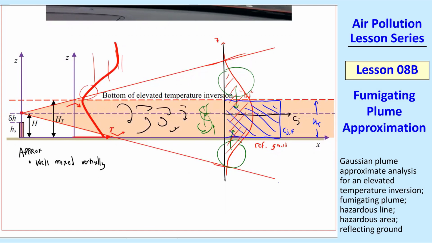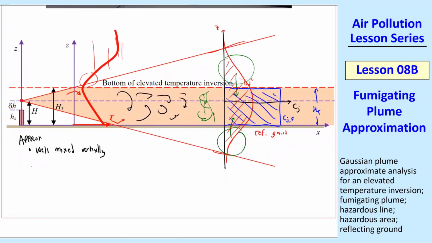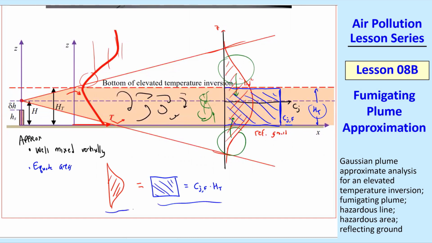So this makes it actually quite simple. And so all we have to do is equate these two areas. So this area that I sketched in red has to equal the box area that I sketched in blue. This one's the easiest one. This is just CJF times HT, because we have an elevation HT and we have constant CJ, we call it CJF. So that rectangle is already done. We just have to integrate this Gaussian. So we're going to integrate, not worrying about the ground or the inversion. We're just pretending we have a Gaussian plume, so we have to integrate the whole thing.